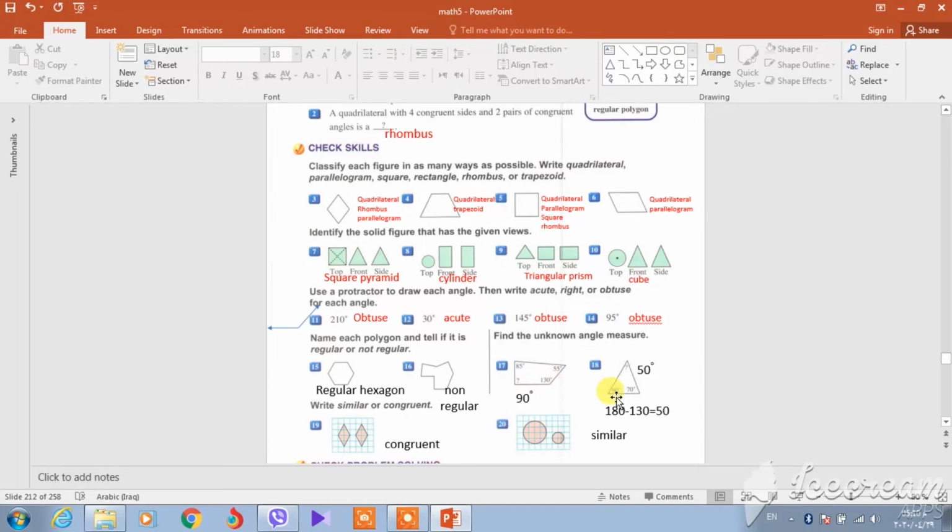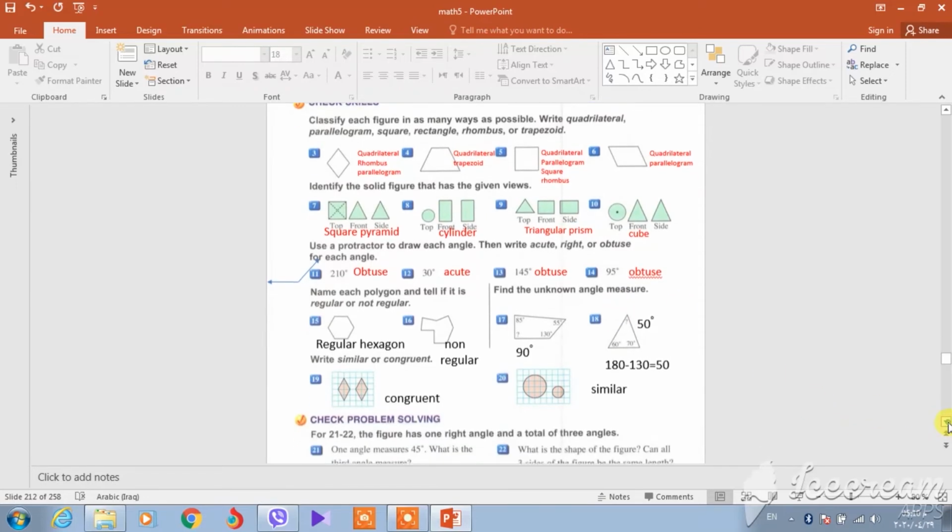If you look at question 18, we have 2 angles, 60 and 70. We need to find the other angle, because the sum of the angles of a triangle equals 180, and the sum of the 2 angles we have equals 130. 60 plus 70 equals 130. So 180 minus 130 equals 50. So this angle is 50 degrees.